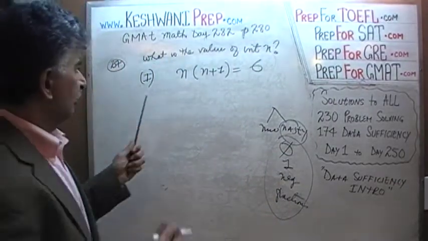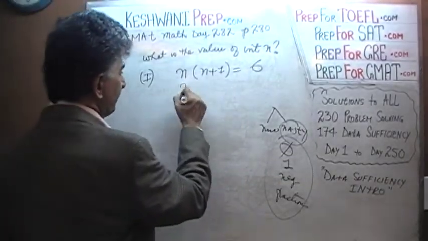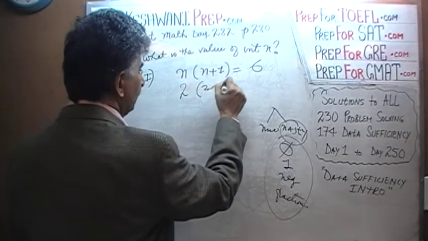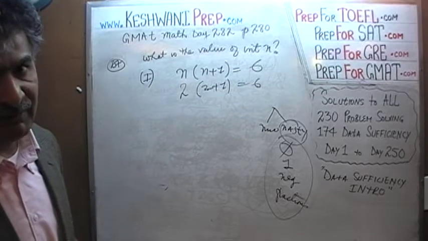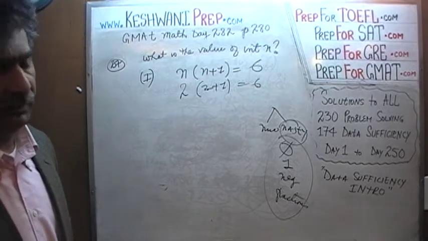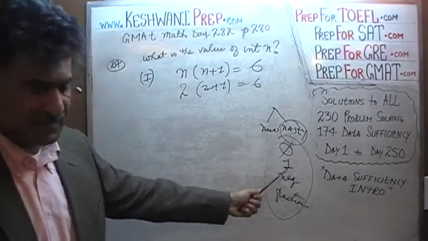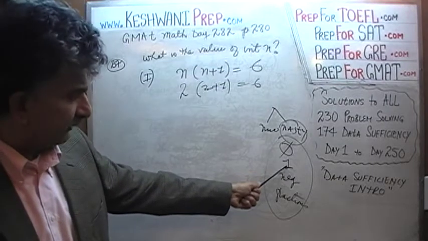So don't be hasty. Don't just say that if this is the case, then it must be 2 times 2 plus 1 equals 6, and that's it. In your haste, you might say that the first statement by itself is enough. It is not enough. You must always contemplate all the other possibilities. 0, of course, does not apply here. 1 does not apply here.